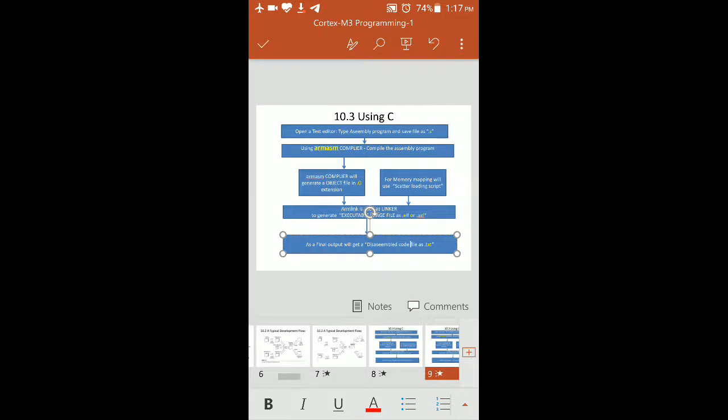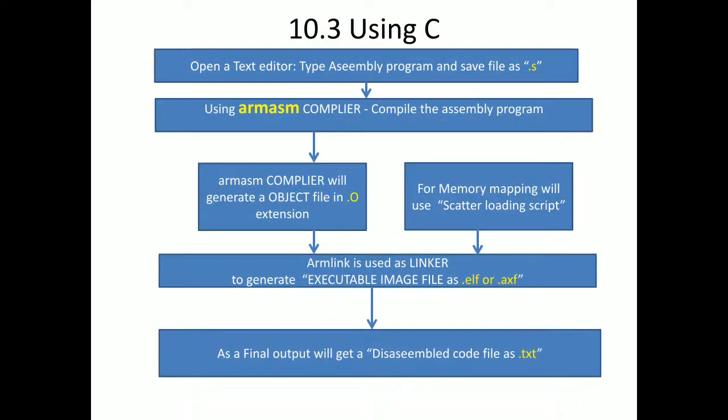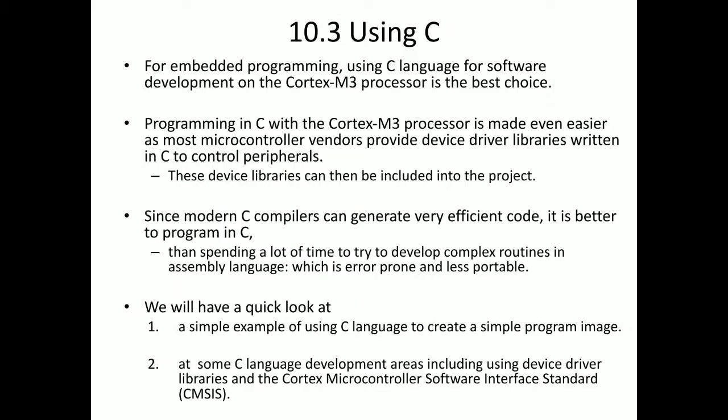I don't know whether I got confused or some editing mistake has happened or the slides were interchanged. I don't know, but the last file we are getting, disassembled code as .txt, is while generating an application using assembly language. Pardon me for that.